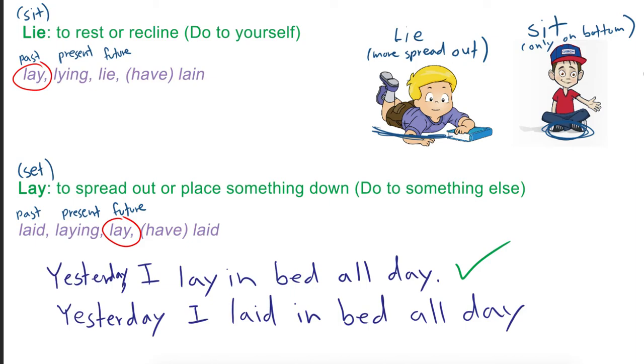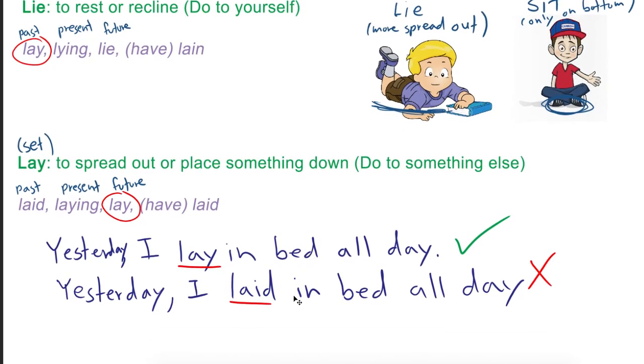This is incorrect. So this one uses lay and this is laid. You cannot say yesterday I laid in bed all day. You can't say this because this past tense laid is for lay, doing something else. Since you're putting yourself down, you're not putting something else down, you cannot use this past tense form of lay. You only use laid if you're talking about doing it to something else.